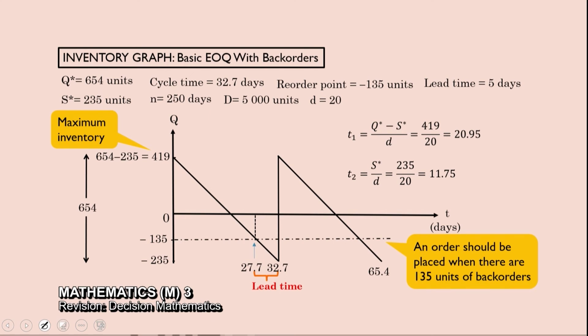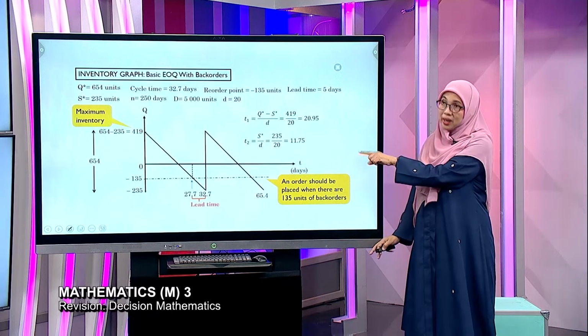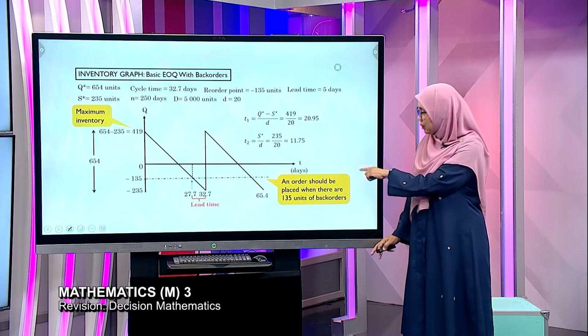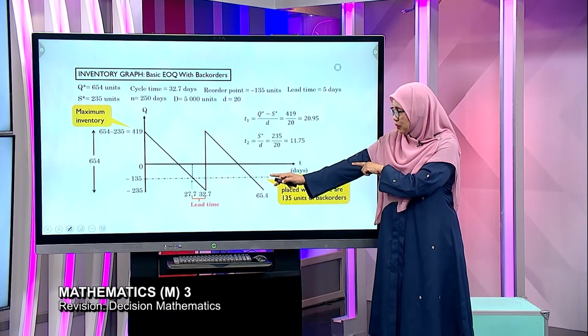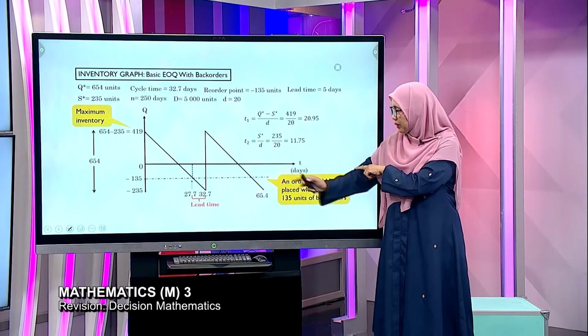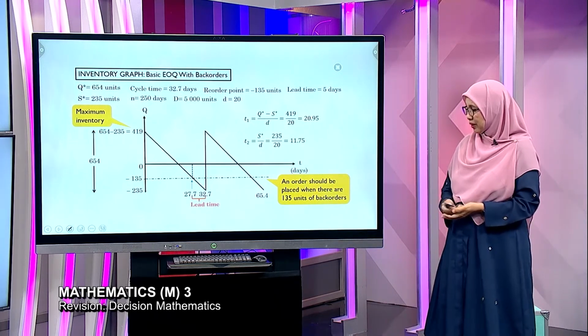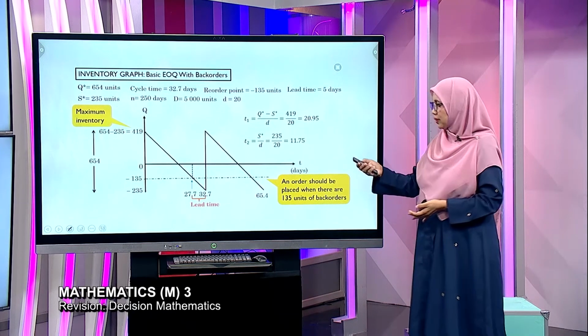An order should be placed when there are 135 units of back orders. So notice that here when we say back order, the values are negative. Okay, the values are negative. So here the lead time pun we can tell is 5 days because we add up 27.7 plus 5, we have 32.7. Okay, so what does T1, T2 means?